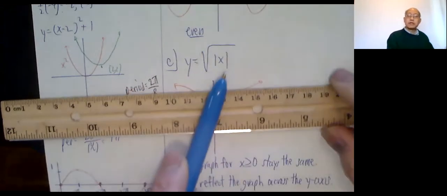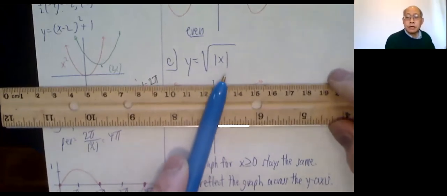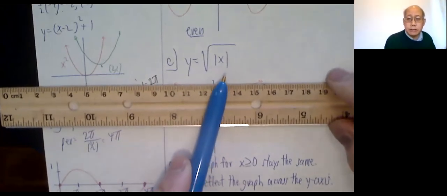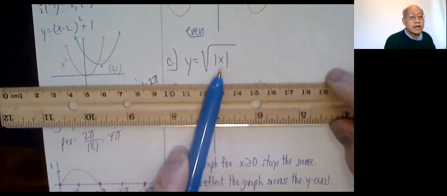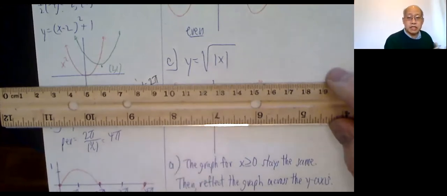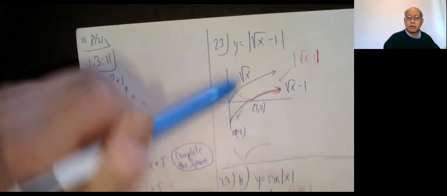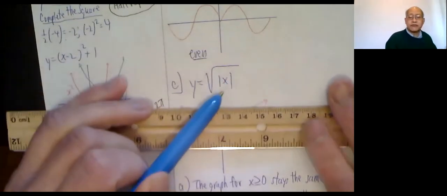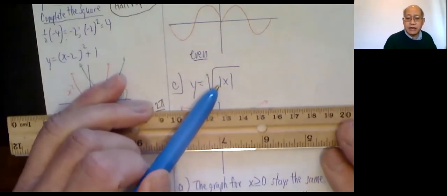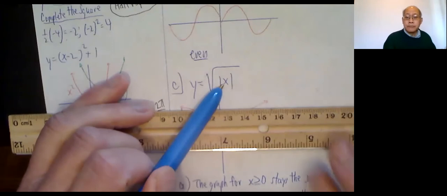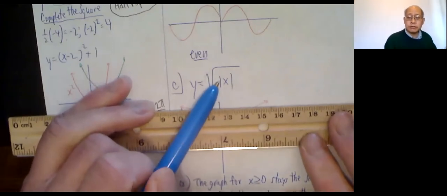Now, put the bars. Now what real numbers can I plug in? Anything. Because even if I were to plug in a negative number, which is not allowed over here, right? You can't plug in -4. You can plug in -4 here because you're going to take the absolute value and it's going to be 4. So the domain of this one is all real numbers.